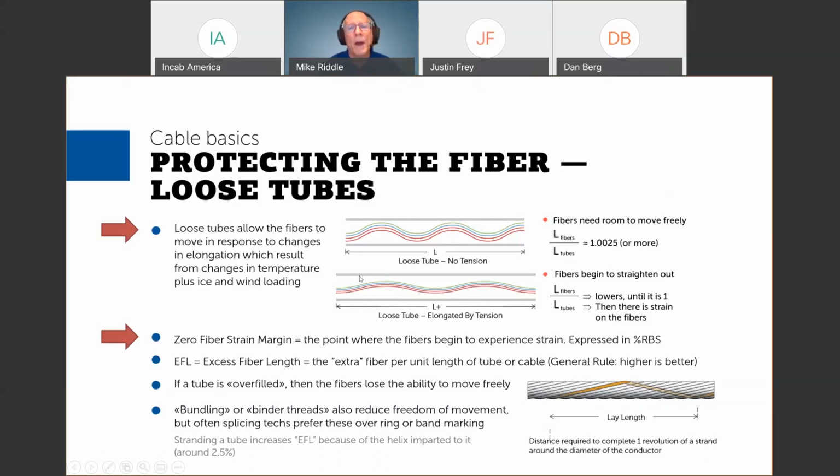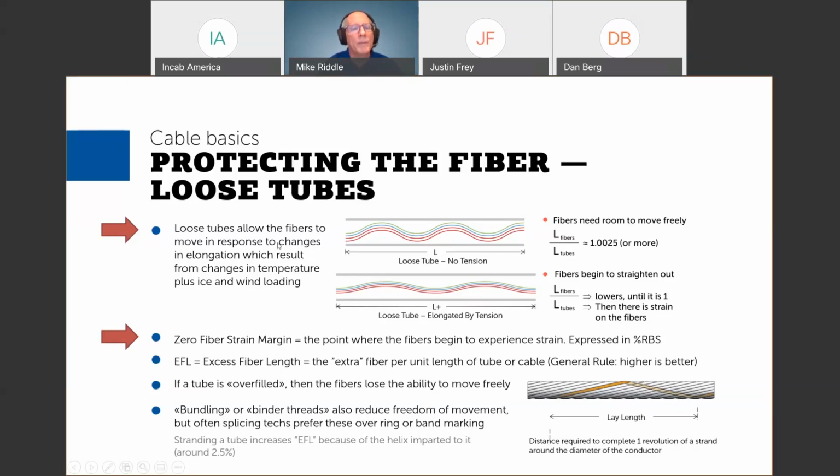Either way, when the tube begins to be elongated, the fibers aren't really seeing that tension. They're just sort of flattening out. They're straightening out in response to the change in length of the tube. And what that means is that you're protecting the fibers from the tension that's on the tube.